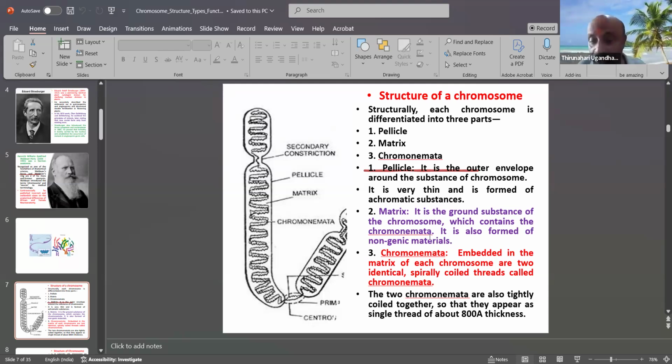Each chromoneme consists of two identical, spirally coiled threads called chromonemata. The two identical copies lie on either side of the centromere. The two chromonemata are tightly coiled together so that they appear as a single thread of about 800 angstrom thickness. A large number of chromonema filaments come close and are tightly packed. Chromonema is singular, chromonemata is plural.